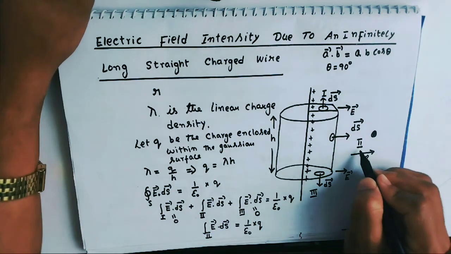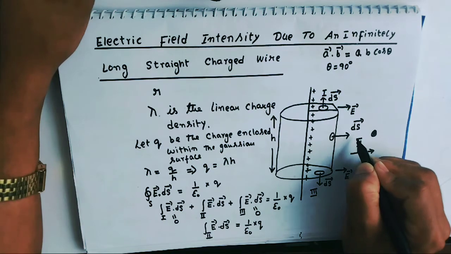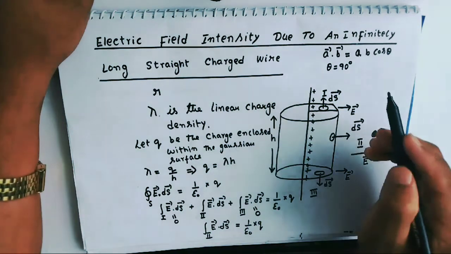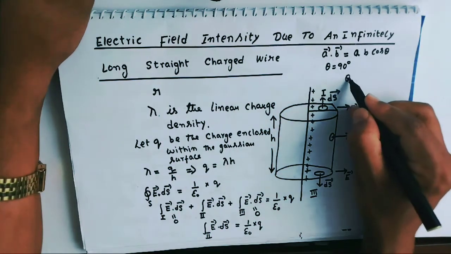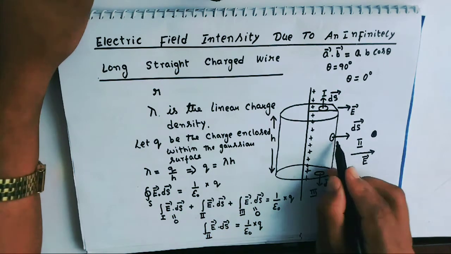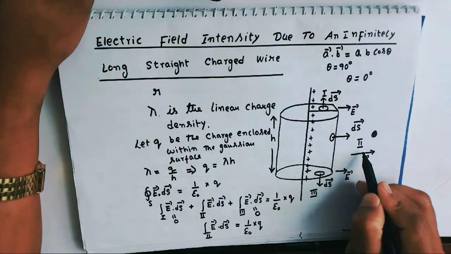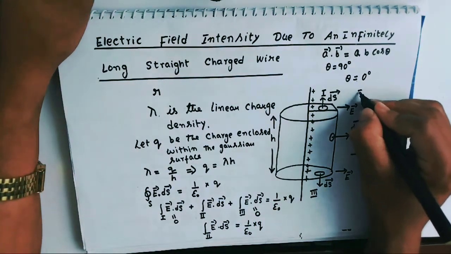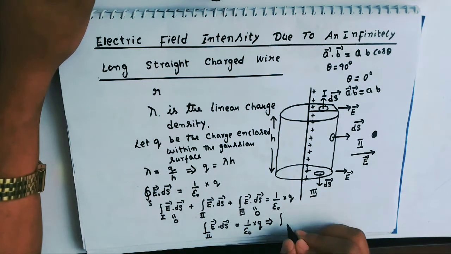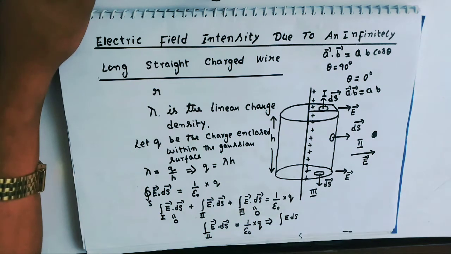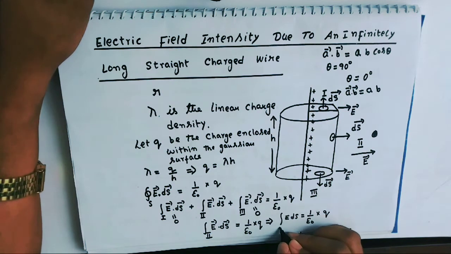Also, as we can see, in this region 2, the electric field is in this direction, and the direction of this area is also in this direction. They are in the same direction. So if two vectors are in the same direction, the dot product between them, if you have a dot b, and theta is equal to 0 degrees, like in this case in region 2, ds is in this direction, E is also in this direction. So the angle between them is 0. So cos of 0 is 1. So a dot b is equal to ab. So therefore, this equation becomes integral of E ds equal to 1 by epsilon naught times q. So this is the integration over region 2.